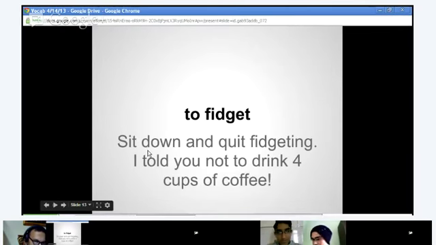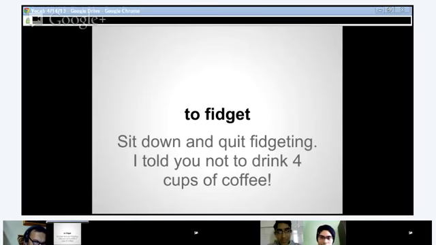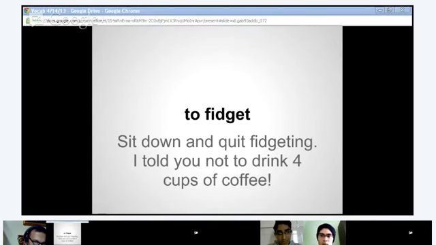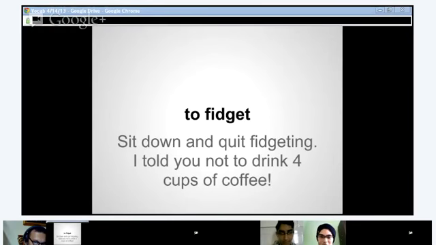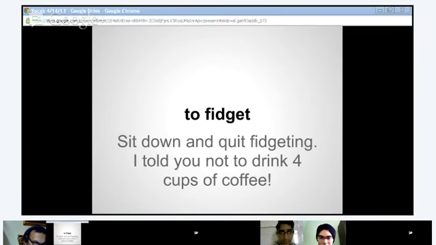Okay, we just have a couple more before we review. To fidget. Wonderson, could you read this one? Yes. To fidget. "Sit down and quit fidgeting. I told you not to drink four cups of coffee." Okay, what do you think this one means, to fidget? Maybe to keep moving like a bird constantly. Right, to fidget would be moving around, making small movements, having a lot of energy. Okay. Good. Any questions?